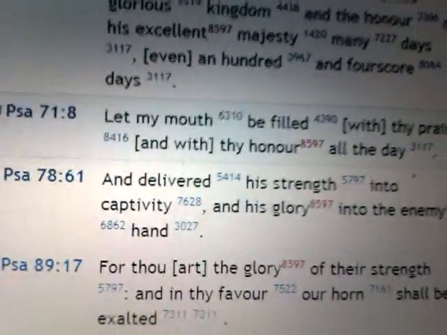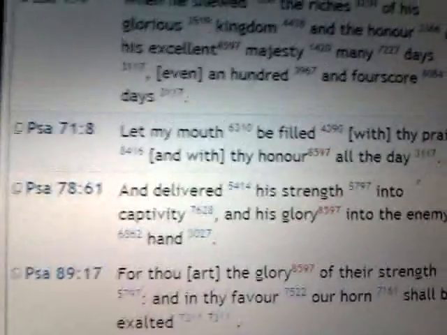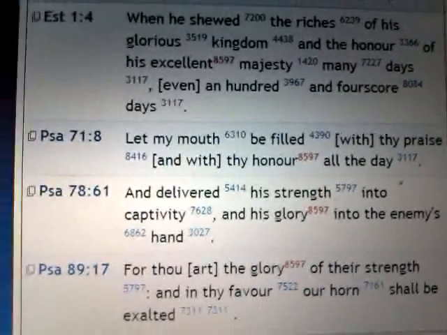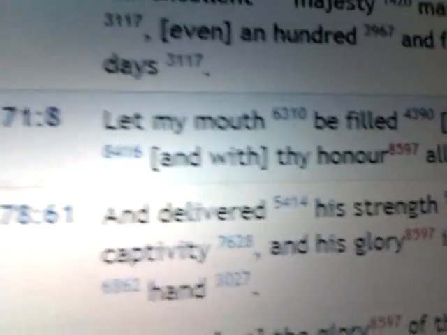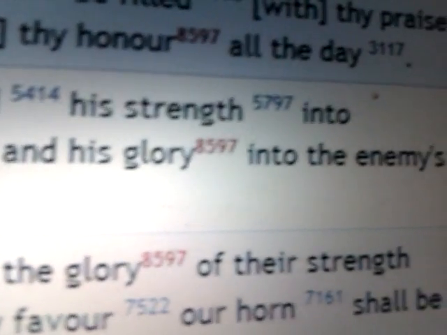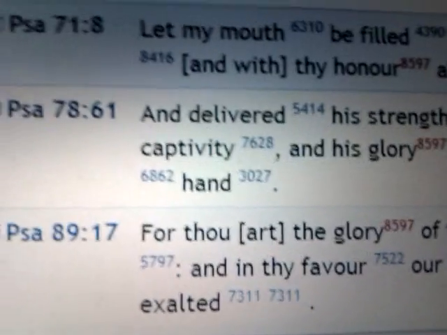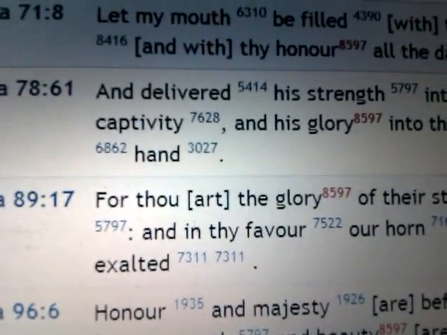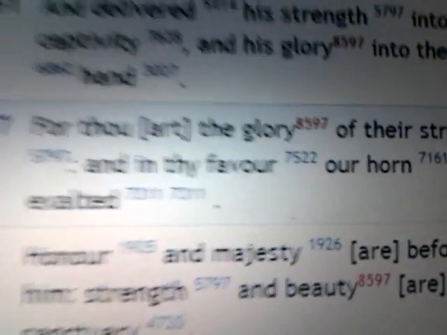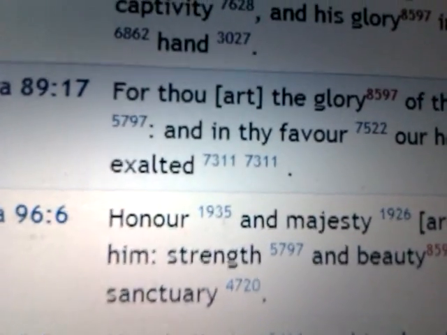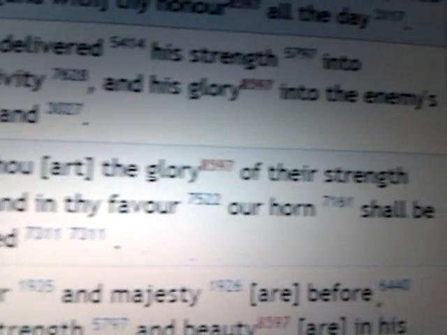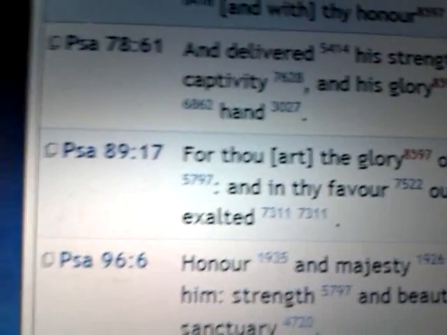Very interesting. This also, in a sense, prophetically speaks of our captivity and dispersion as a people in the revelation of Rastafari in connection with it. It says, and delivered his strength into what? Captivity. And his glory into the enemy's hand. Psalm 89:17, for thou art the glory of their strength, the Tiphareh of their strength, and in thy favor our horn shall be exalted.